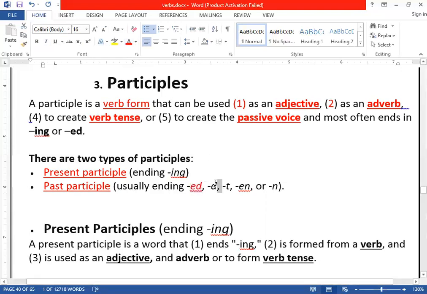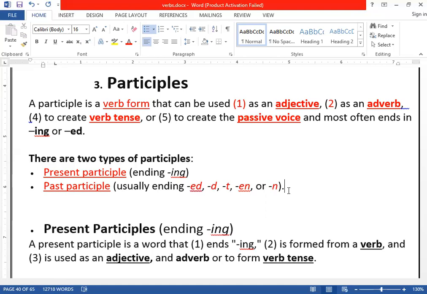It can end with d, it can end with t, it can end with en, or it can end in n. So we will study here, one by one, present participles and past participles. Clear? So let's come towards the first one, that is called what?